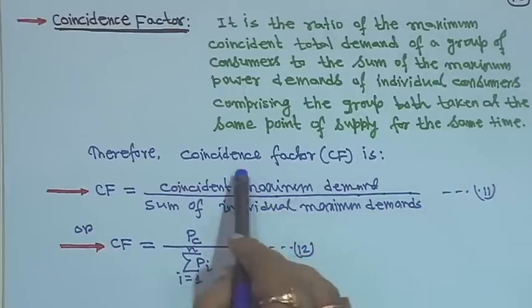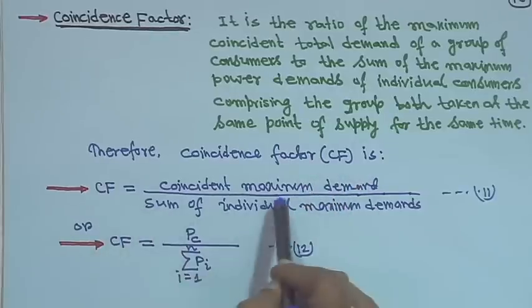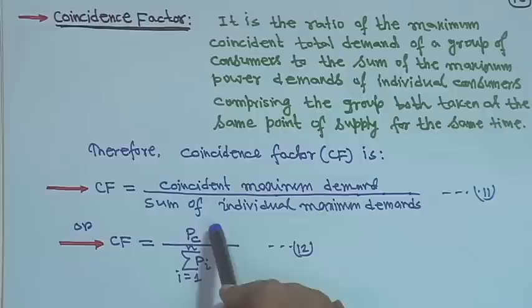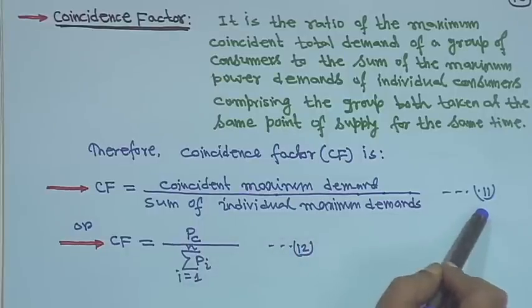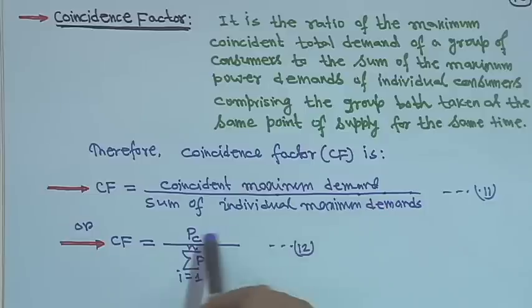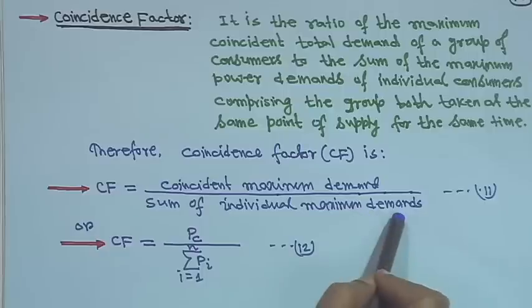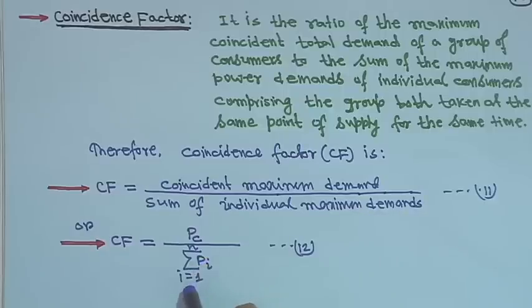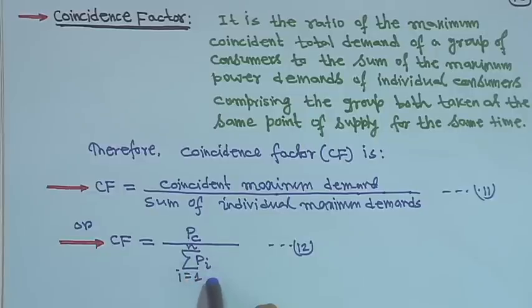That means the coincident factor, we define it by CF, is equal to coincident maximum demand divided by sum of individual maximum demand. So, this is equation 11. Coincident maximum demand is already defined, Pc is the coincident maximum demand. Previously we have defined Pc divided by sum of individual maximum demand, right. So, CF is equal to Pc divided by sigma i equals 1 to n Pi.